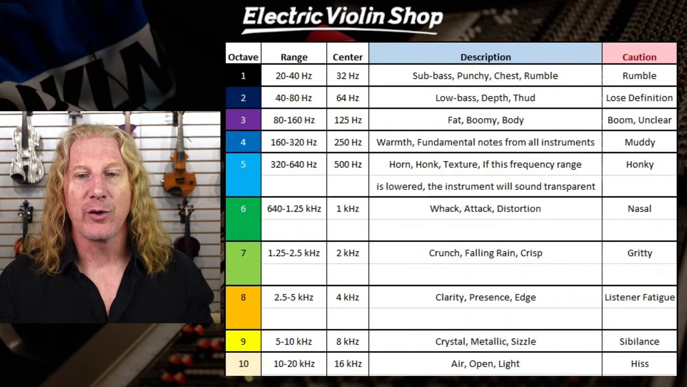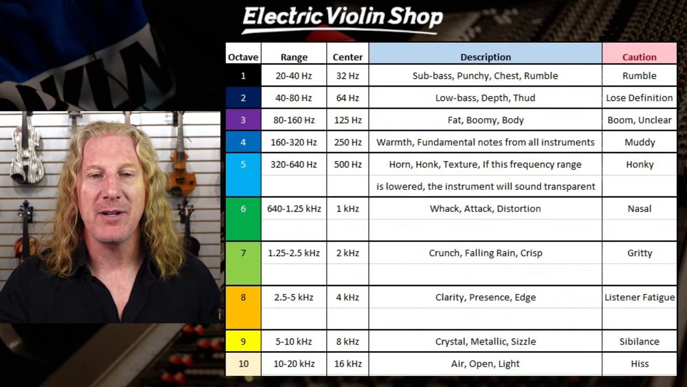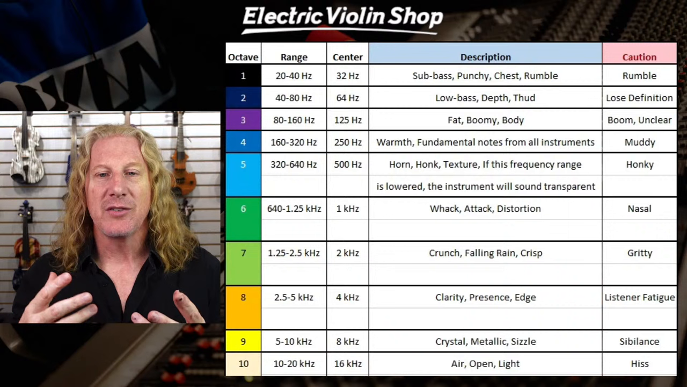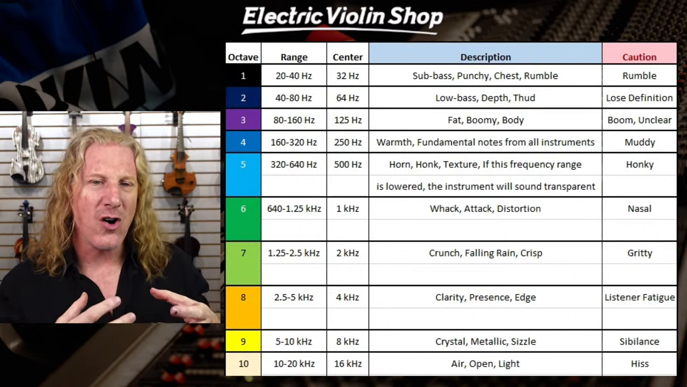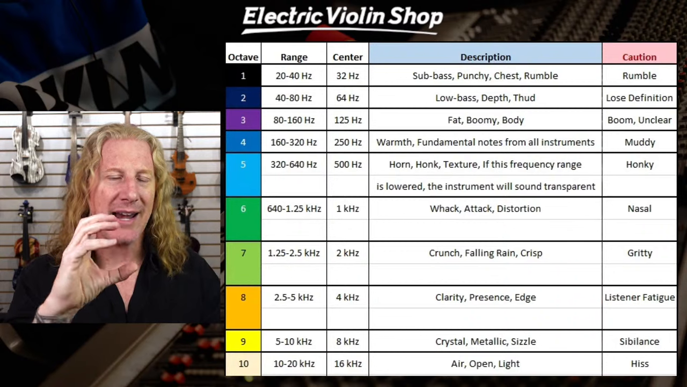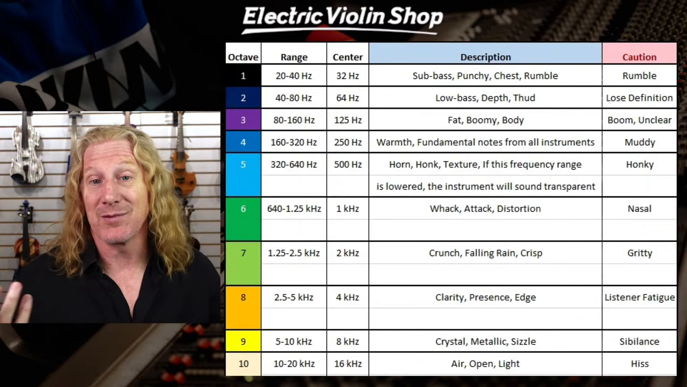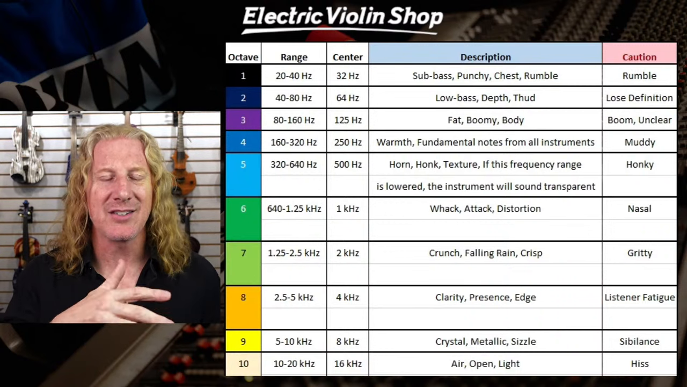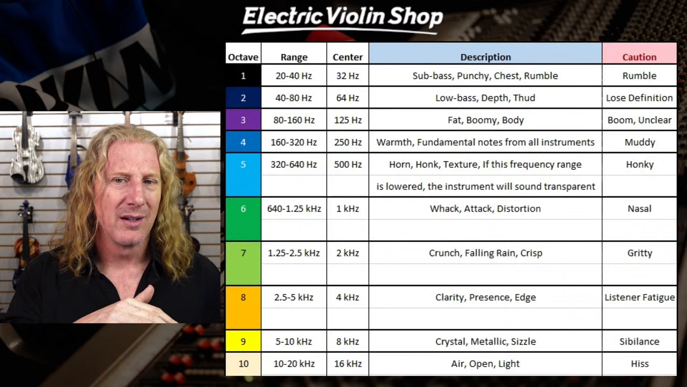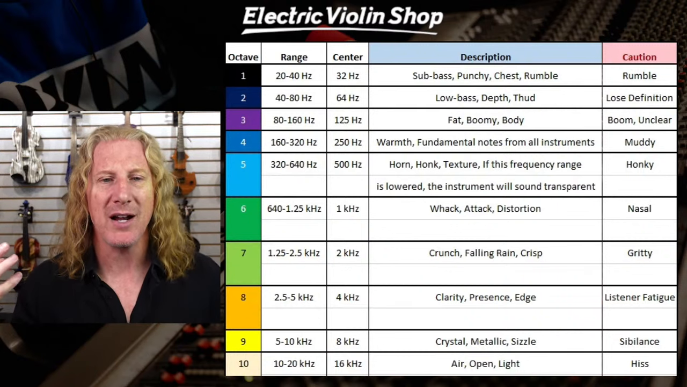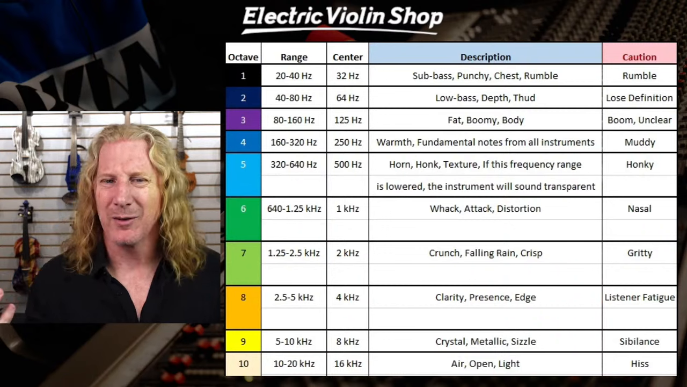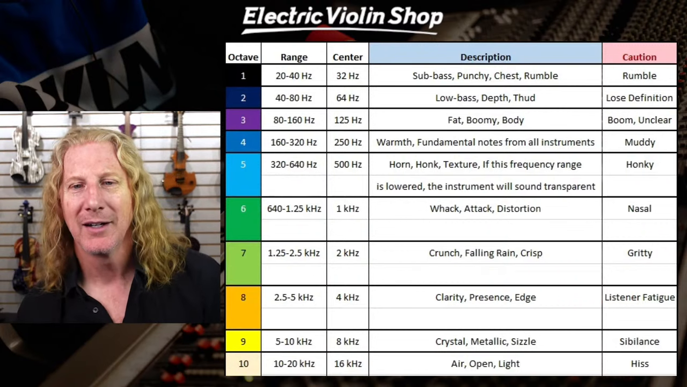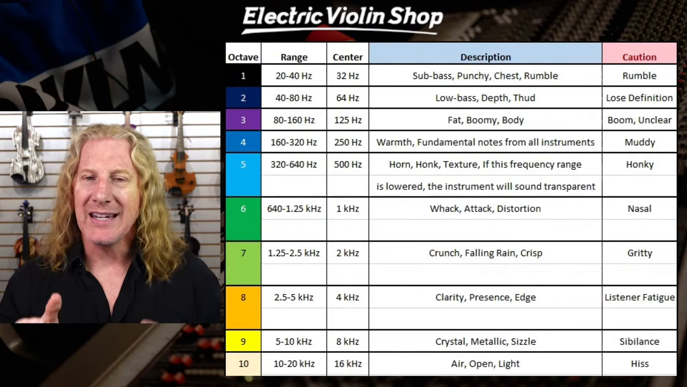So for example, say maybe around 500 hertz. You can see here we've got 500 hertz. That's where you've got some sort of texture and honk and horn. To me, 500 hertz is what it sounds like. But if you've got too little of that, it's going to sound sort of hollow or transparent. If you have too much, it's going to get real honky. Not that kind of honky, like a horn, like a goose honky. So each of these is a double-edged sword.